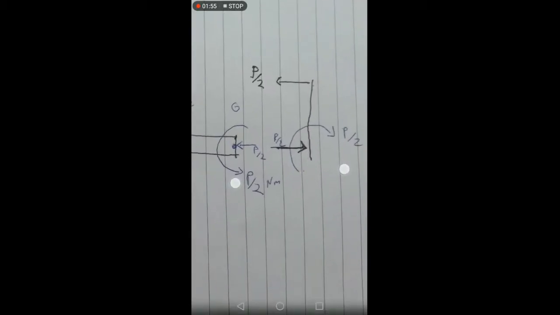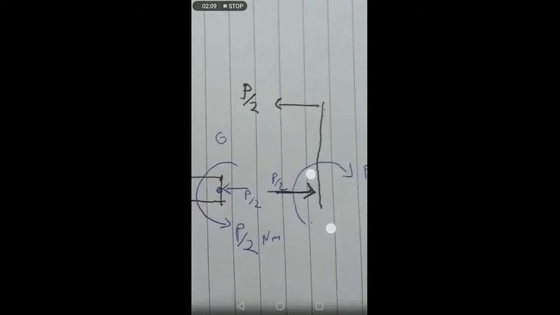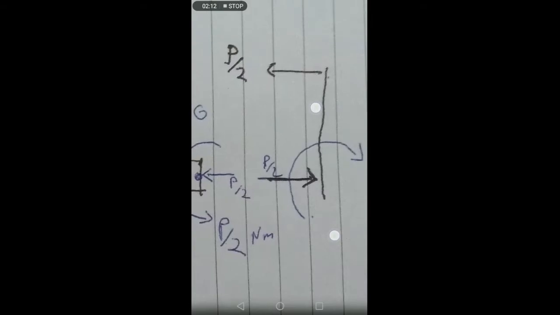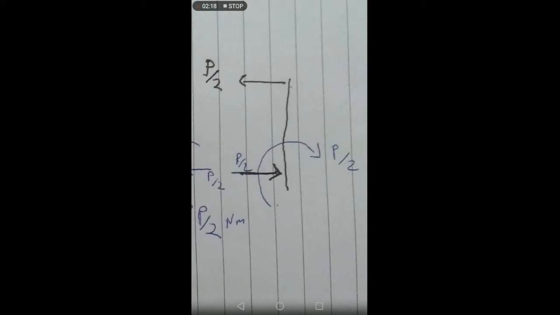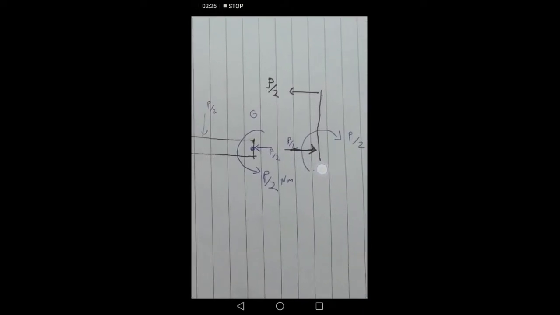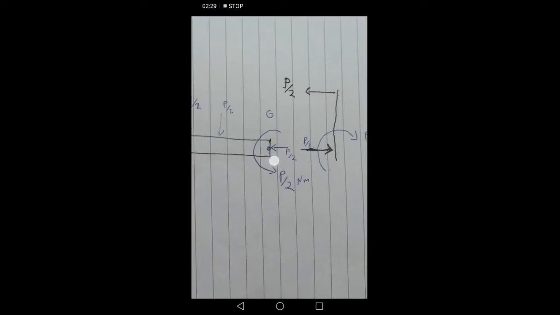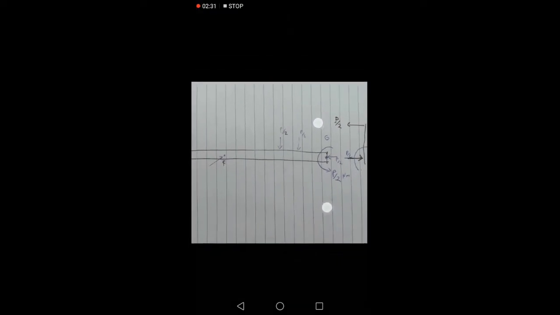The last free body diagram is about member BFG. As you can see, the horizontal part of BFG has a force of P over 2 on the top going to the left. Therefore, a reaction force of P over 2 going to the right is produced, and a clockwise moment of P over 2 newton meters. The reaction forces have the opposite sign at point G.